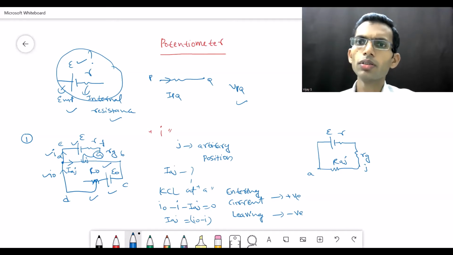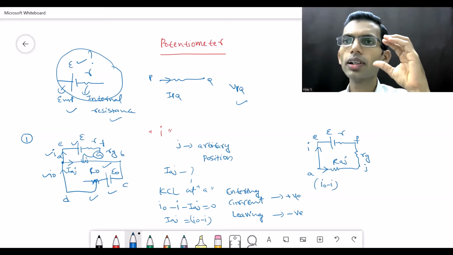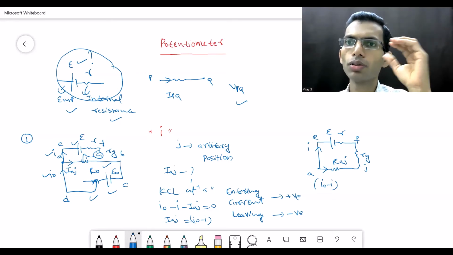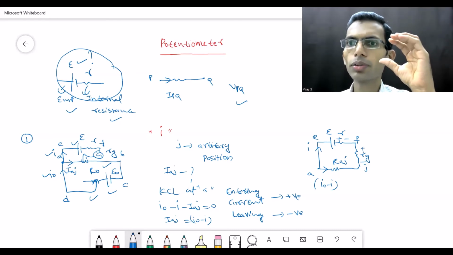We already mentioned I is the current flowing in the clockwise direction. In the wire, it is flowing from A to J. That is I naught minus I that we obtained. But we know that current always flows from higher potential to lower potential. We indicate positive sign here, negative sign here, positive sign, negative here. Current is flowing from left to right, so higher potential to lower potential.